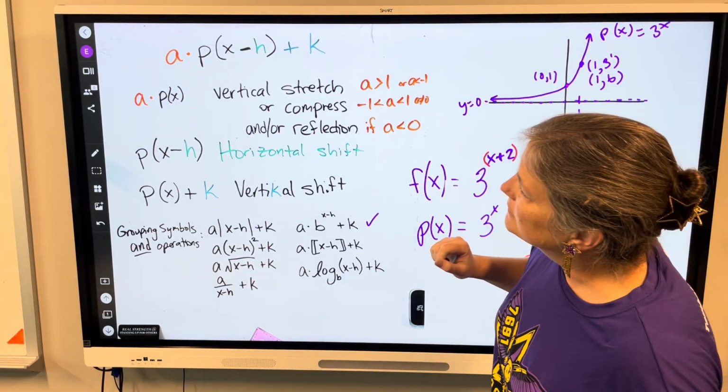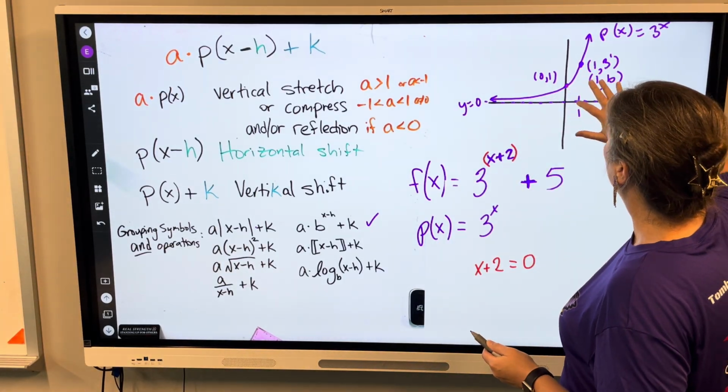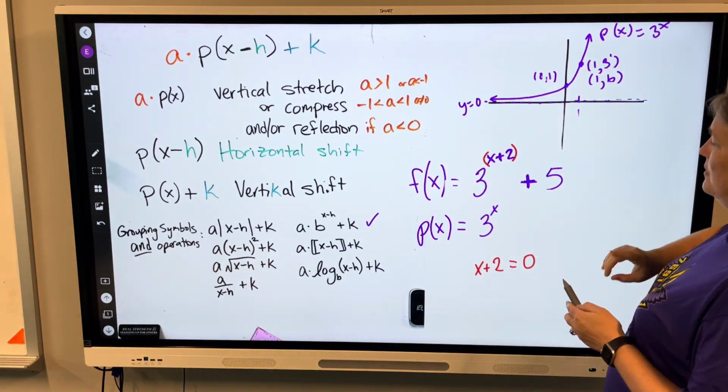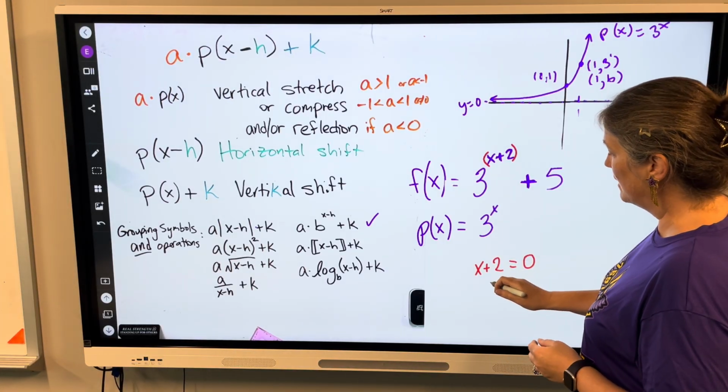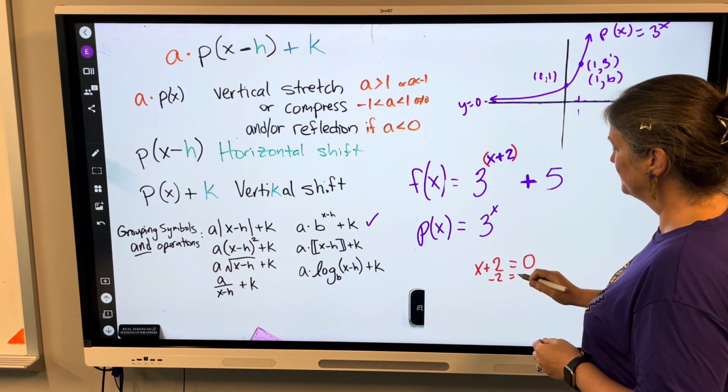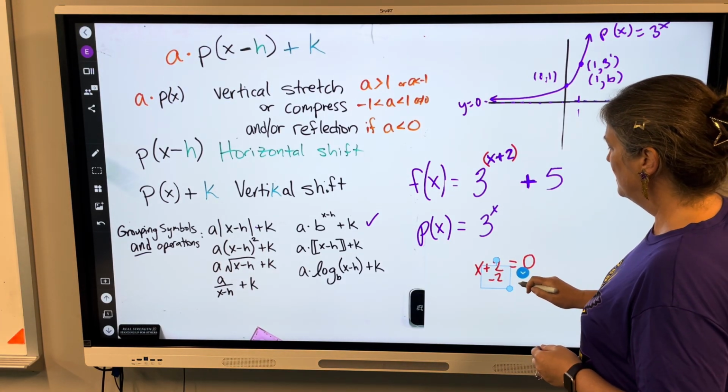Do I have a backspace? I don't think I do, but it is not there. Let's find out where it is. I'm going to subtract 2. It's not equal to anything. Subtract 2.